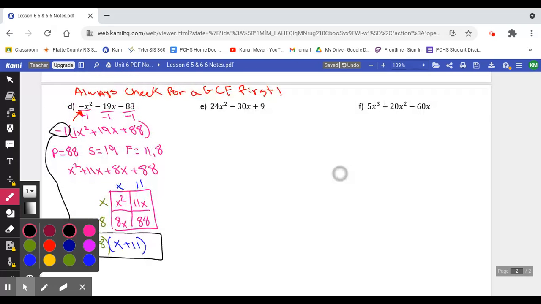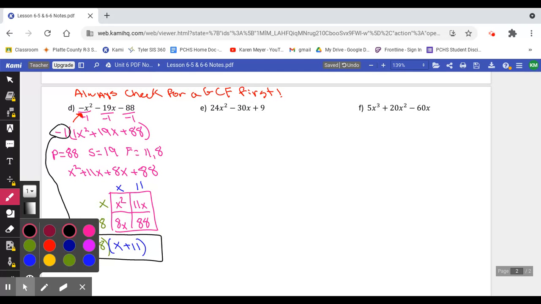Okay, so let me scroll up here to the next one. Okay, on E, is there a GCF? Well, let's look at all the numbers. 24, 30, and 9. Well, they are all divisible by something. And they are all divisible by 3. So let's divide each one by 3. So that will give me 8x squared minus 10x plus 3.